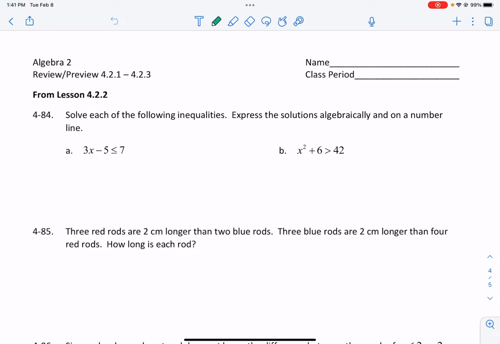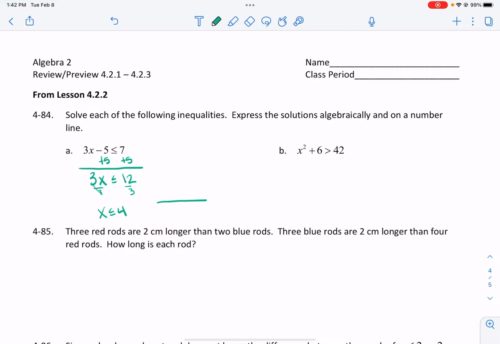So I'm going to add 5 first. So 3x is less than or equal to 12. Then we'll divide by 3. So x is less than or equal to 4.